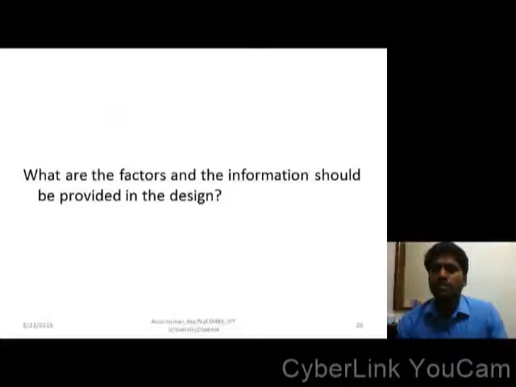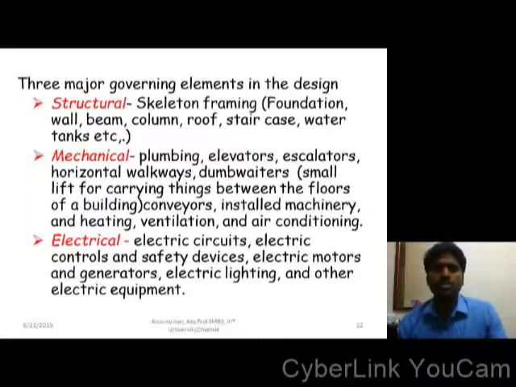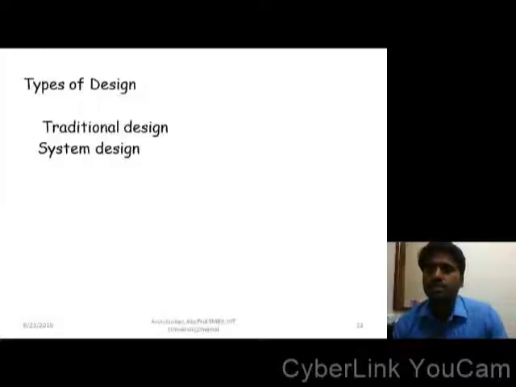Now, for building systems, what are the factors and information that should be provided in the design? First, it should have a structural design, in which the number of stories and the skeletal framing of the structure such as foundation, wall, beam, column, roof, staircase, water tanks, etc. are specified. Then mechanical, such as plumbing, elevators, escalators, horizontal walkways, dumbwaiters, and electrical systems, which involve all circuit arrangement of electrical appliances. And there are two types of design.